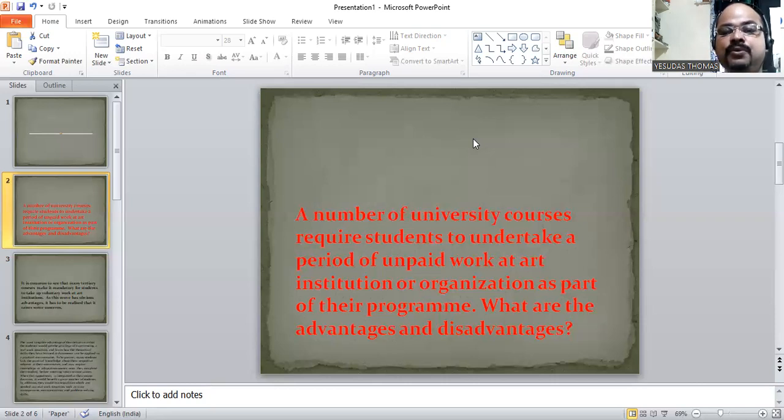A number of university courses require students to undertake a period of unpaid work at an institution or organization as part of their program. So it's a part of the program. Many of the university courses are asking the students to go and undertake some voluntary work. So what are the advantages of doing this and what are the disadvantages of doing this? So it's not an opinion question. It's just a discussion of the advantages and disadvantages.